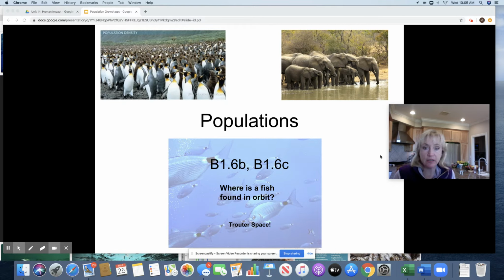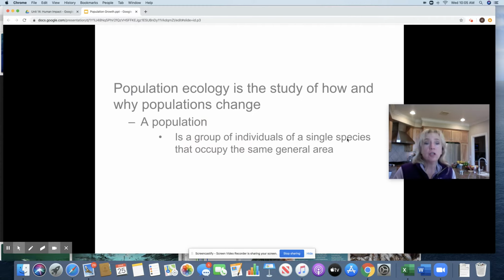So here we go. This lecture is called Populations, and we are going to look at different populations and what affects a population. So, what is population ecology? It's the study of how and why populations change. And then you say, what's a population? That's a group of individuals of a single species that occupy the same general area.